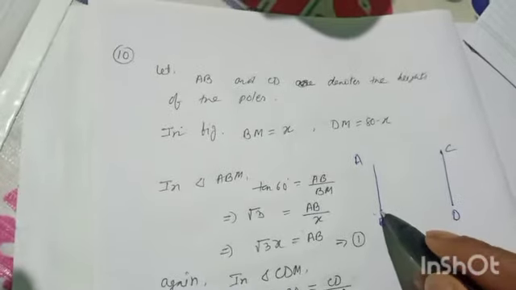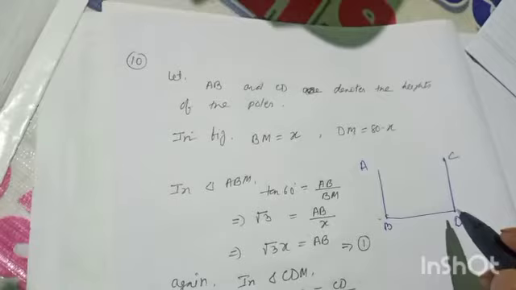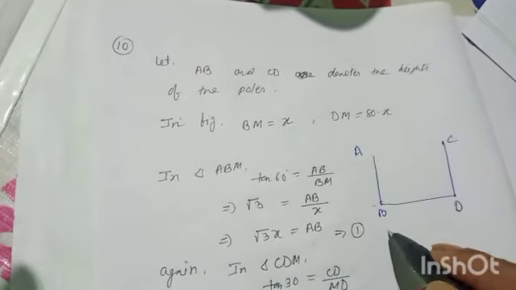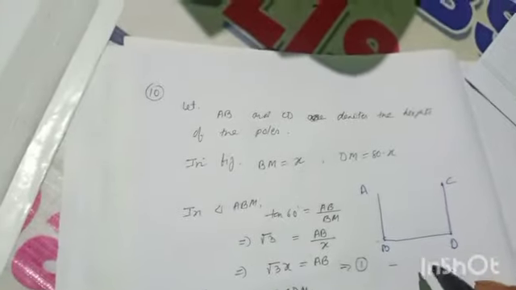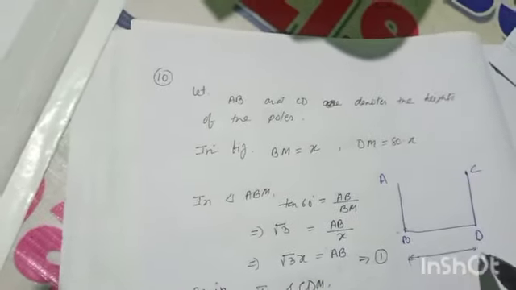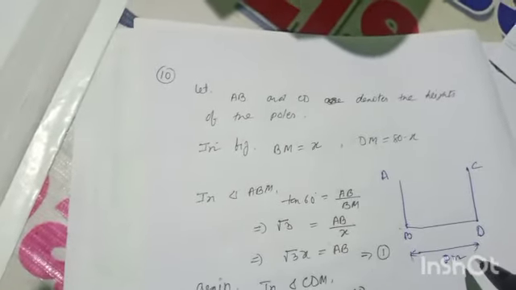The question says they are opposite each other on either side of the road, which is 80 meters wide. Sorry, the distance is how much? 80 meters. Clear? And next it is given here.